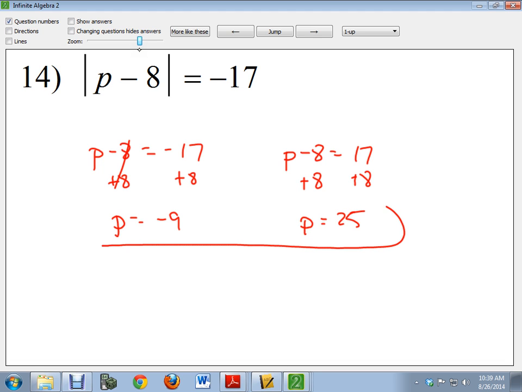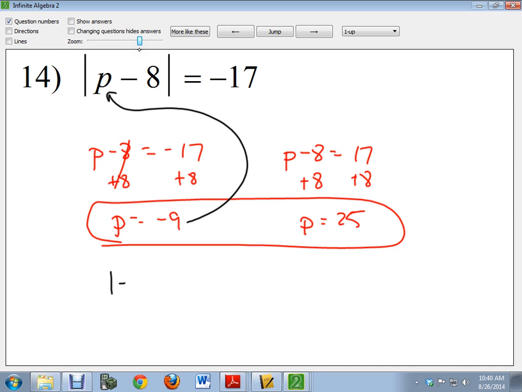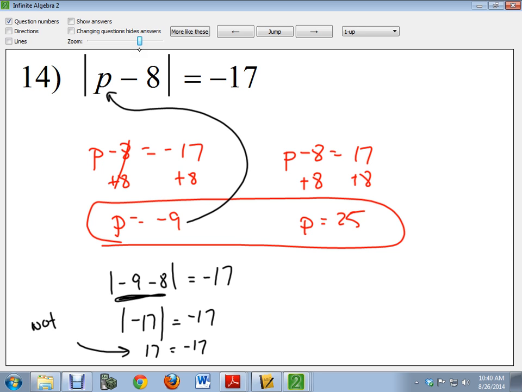And you say, oh yeah, sweet, that was easy, but you're too lazy to check your work. If you check your work, I think it should be fairly obvious. Let's plug this in here. Absolute value of negative 9 minus 8 is supposed to be equal to a negative 17. But when I calculate this, negative 9 minus 8 is negative 17, but it's still in the absolute value bars. So I end up with an expression that says 17 is equal to a negative 17, and this is not true. Since that is not true, this answer didn't actually work.